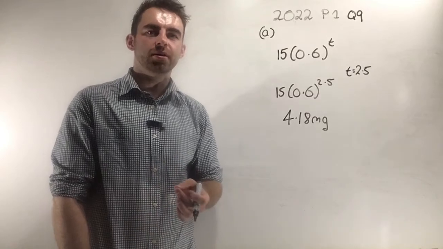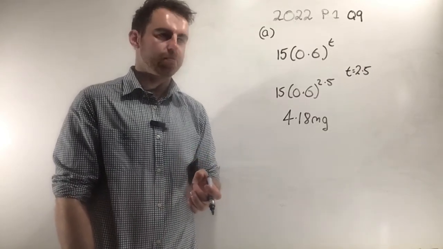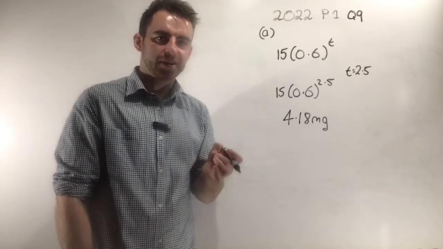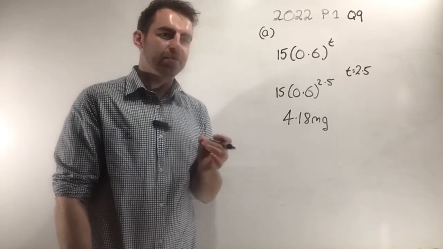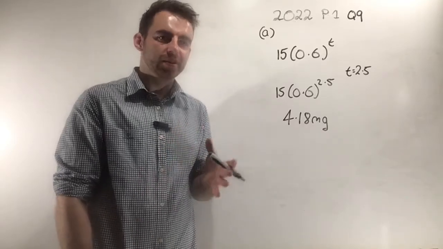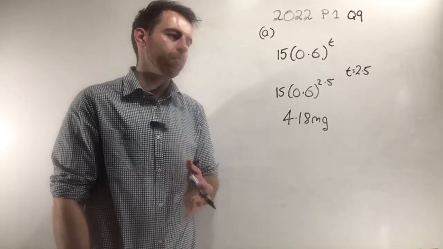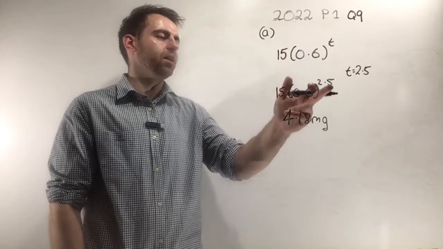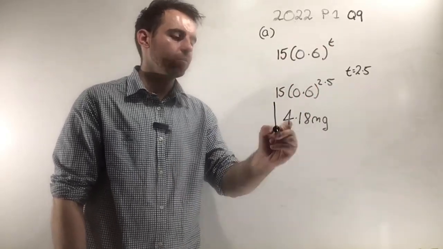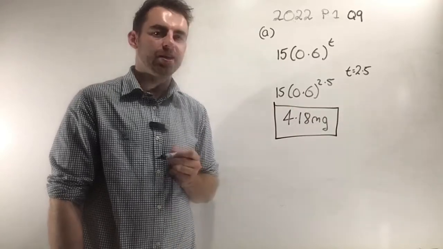Okay, in question 9, we're talking about sequences and series. We're given a function that represents the amount of drug left in Alex's blood after a 15 milligram dose. And we're asked to work out how much drug is left in his blood after 2.5 days. That simply means instead of a t, you sub in 2.5. When you plug this into your calculator, your answer works out as 4.18 milligrams.